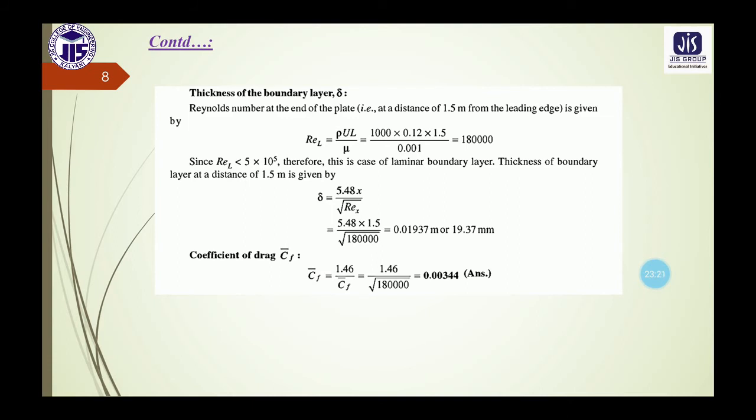So this is the first part of the numerical. To solve the second part, we need to use the formula for the coefficient of drag, or the skin friction coefficient. The formula is 1.46 divided by root under Re_L. It is actually written as CF, but that is a printing mistake; it will be root under Re_L. The value of the Reynolds number we have already calculated is 1,80,000. So the coefficient of drag value we are getting is 0.00344.